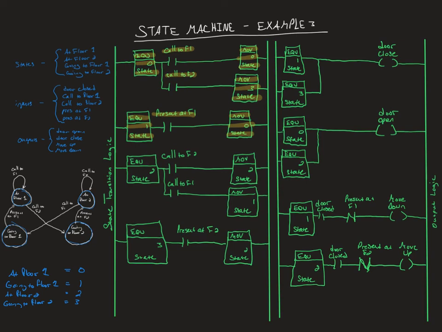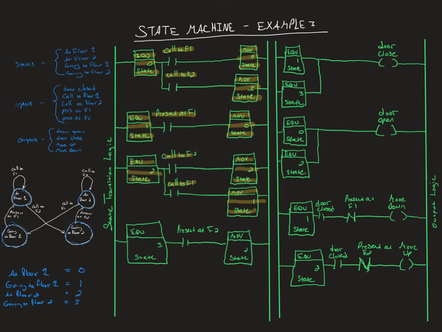The logic for floor 2 is very similar. If we are currently in state number 2, which means we are at floor 2, and we receive a call to floor 2, then we don't do anything. We just again move 2 into the state. If, however, we're at floor 2 and we receive a call to floor 1, we are going to move a 1 into the state encoding. Moving a 1 into the state encoding means we're going to floor 1.